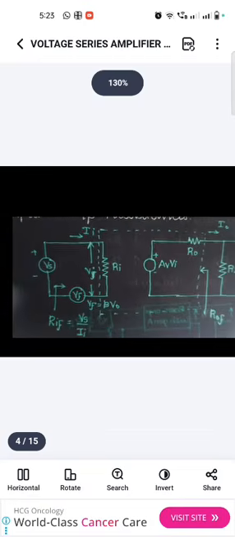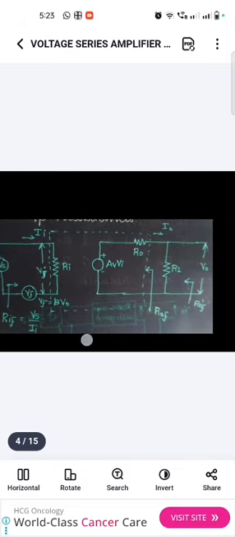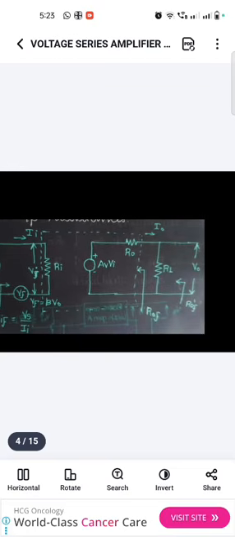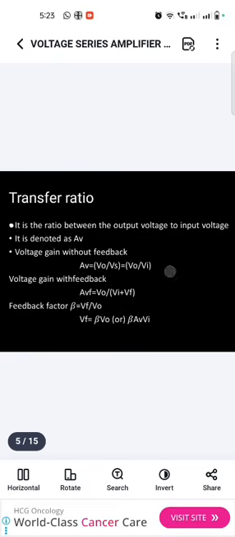Okay, see the circuit diagram clearly. Okay, first we find the transfer ratio. How will you find the transfer ratio? It's the ratio between output voltage to input voltage, right? This is the basic definition. Okay, we can represent this as a voltage amplifier because the input and the output both will be voltage. Okay, that's why we can say that as a voltage amplifier.